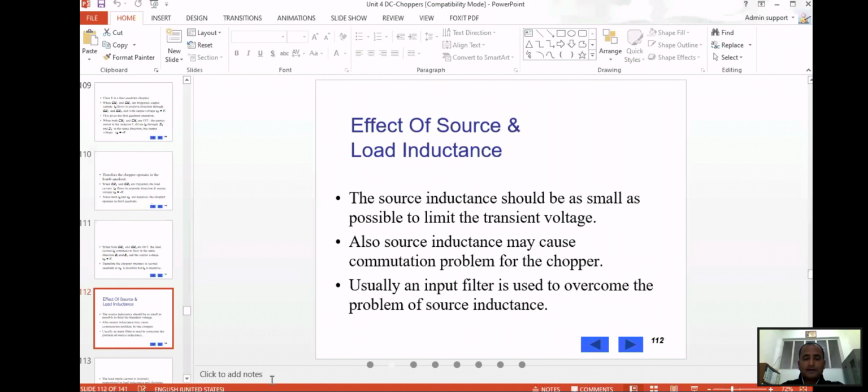One is to remove the unwanted signals that are generated, because in DC what is happening is that we are changing a fixed DC input voltage to a variable DC output voltage.